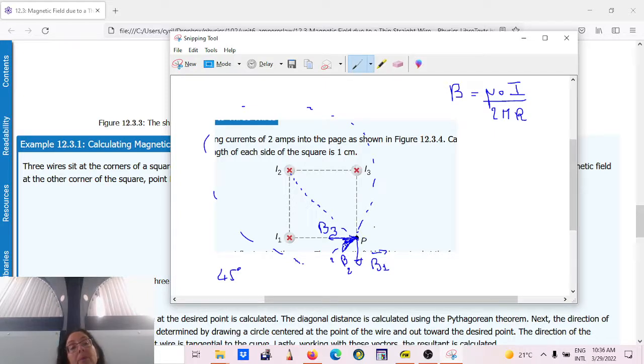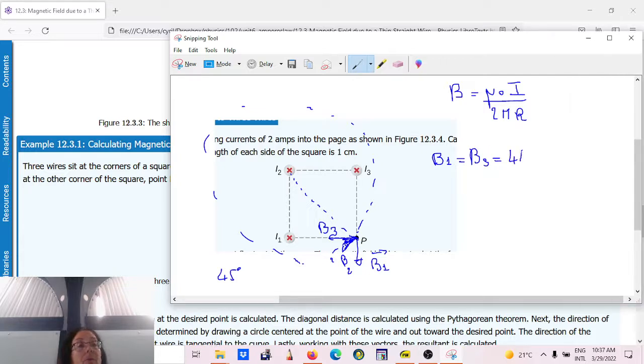So the first step, like when you did the electric field, one way to do it is to first find just the magnitude. So B1 equals B3 equals, and you just plug it in. Let's find the magnitude. So 4 pi 10 to the negative 7, that's mu 0, times 2, over 2 pi times 0.01, if I don't make a mistake. So that goes bye-bye.